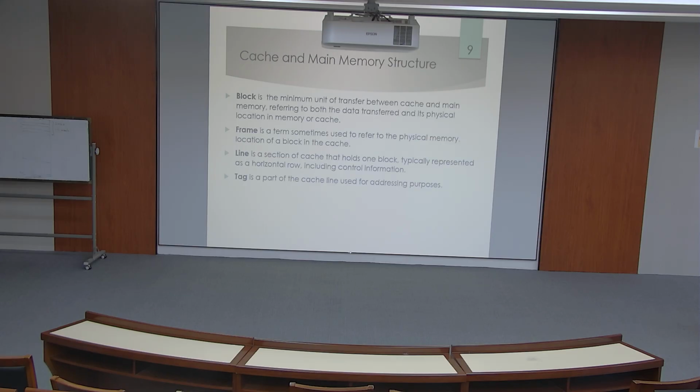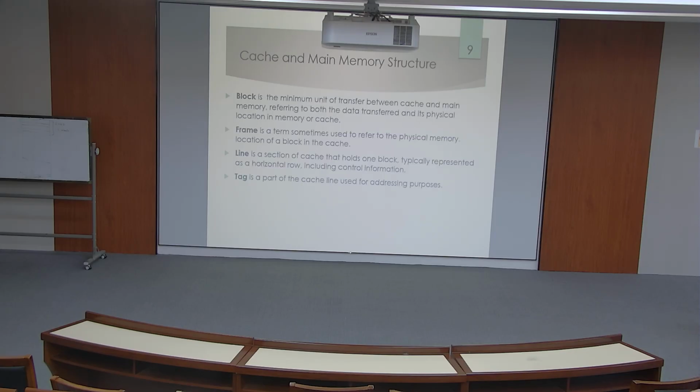Then the next part of the cache is a tag. We have a tag here in this picture, which is a part of the cache line, and it is there for addressing purpose. So we needed to understand the block, which is the minimum transfer between the cache memory and the main memory. Then the frame, which indicates the physical location of a block in the cache. Then the line, a section of the cache which contains one block. Then a tag, which is a part of the cache line, and it is there to help with the addressing.